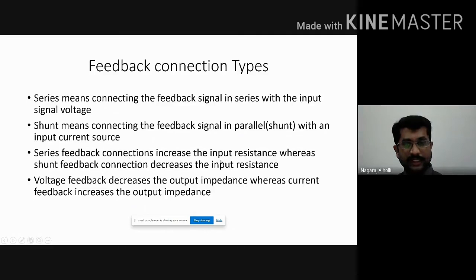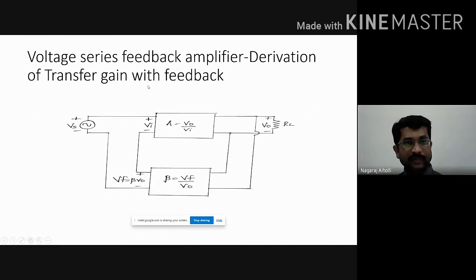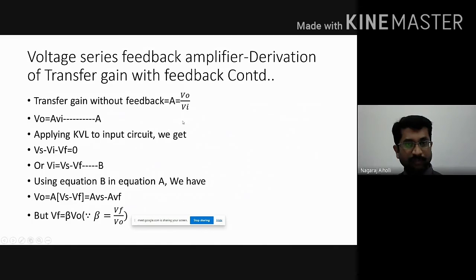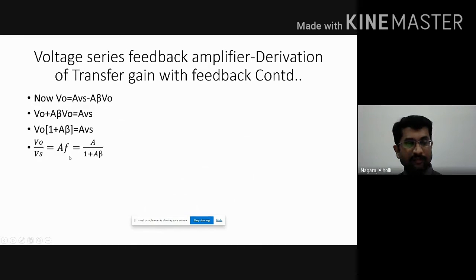Then series feedback connection increases input resistance. Shunt feedback connection decreases the input resistance. Voltage feedback decreases the output resistance. Current feedback increases the output impedance. Then voltage series feedback amplifier derivation of the transfer gain or gain with feedback. We derived the equation starting from the gain equation without feedback, and finally we arrived at the equation with feedback for the voltage series feedback amplifier. It is AVF is equal to A divided by 1 plus A beta. A is the gain without feedback and beta is the feedback factor.